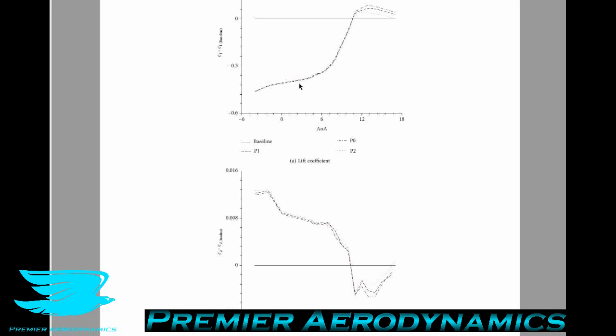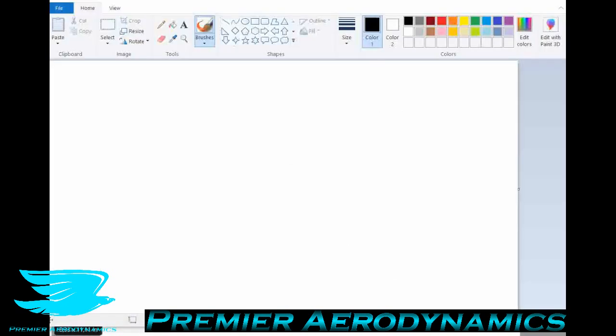So why are we getting these effects to begin with in the pre-stall angles of attack? Well, it pretty much just comes down to the airfoil with this flap making the flow separate. So I'll quickly jump over to Paint so I can draw this for you and show you what I mean by that. So let's get Paint up here.